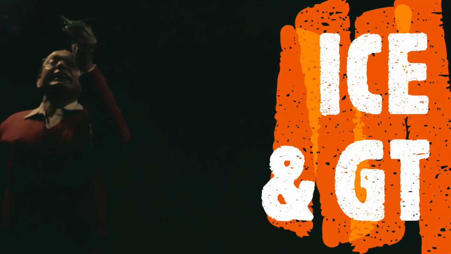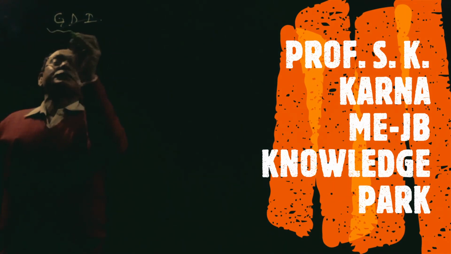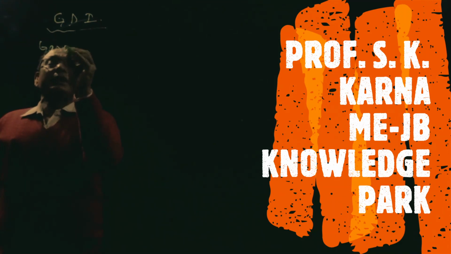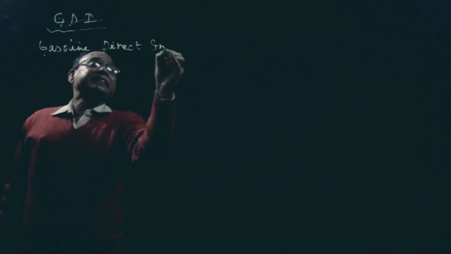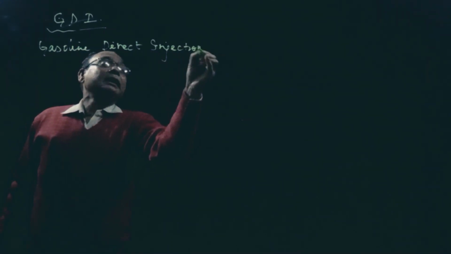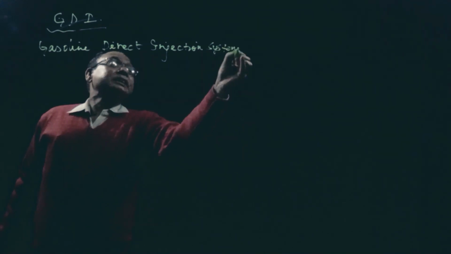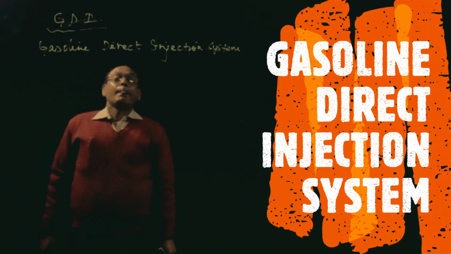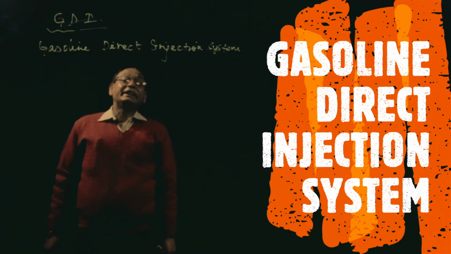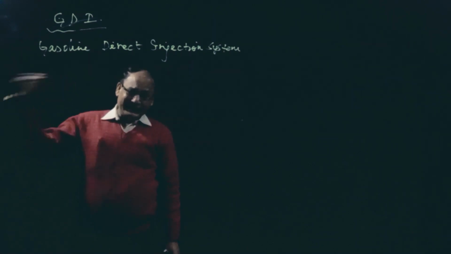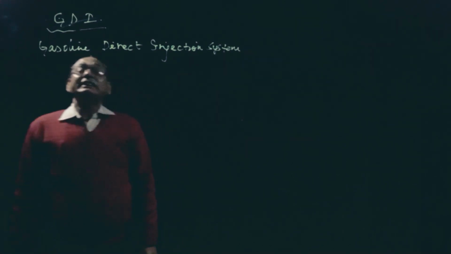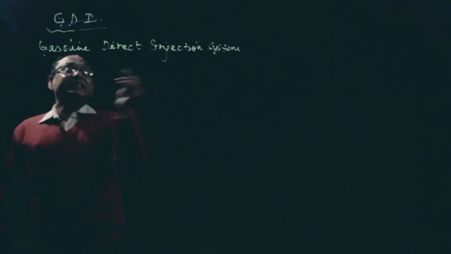Students, in this session we are going to discuss GDI. GDI means gasoline direct injection system. In the last class we discussed the types of fuel injection system in the SI engine, the spark ignition engine, and there were two: port injection and manifold injection, that we have already covered. This is the gasoline direct injection system.